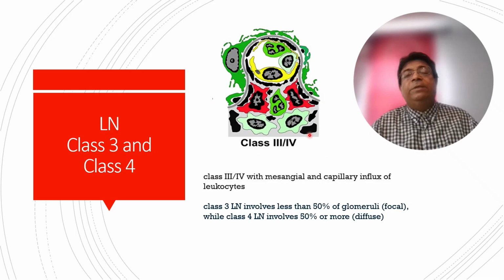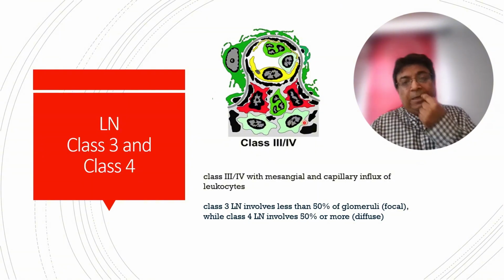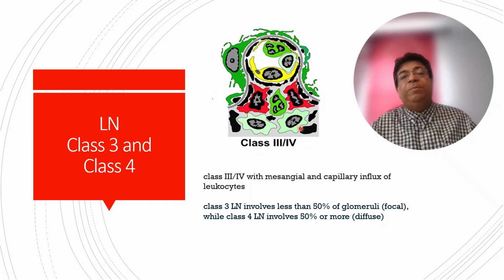So here you can see that there's 5 cells in the mesangium. So this is mesangial hypercellularity. You have the immune complexes in the mesangium, and then the capillary is also full of cells. So you have endocapillary hypercellularity. So this is class 3, class 4, which is mesangial and capillary influx of leukocytes.